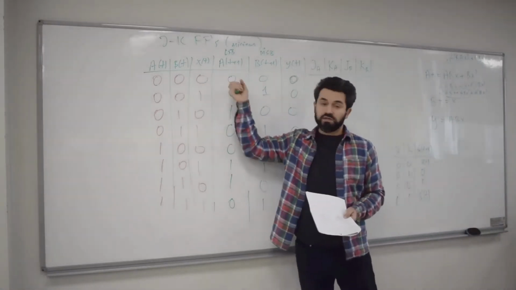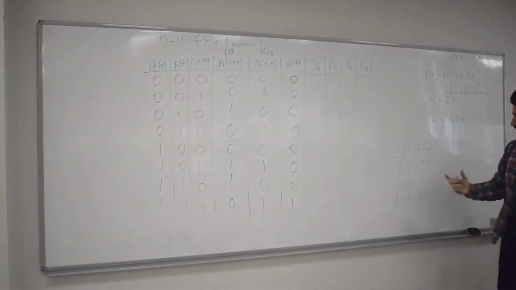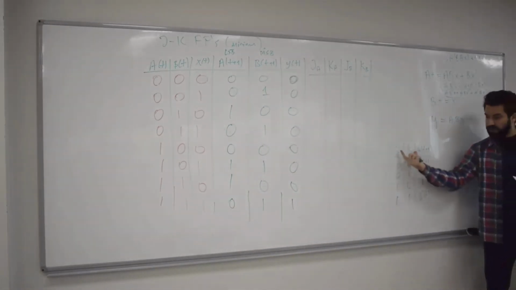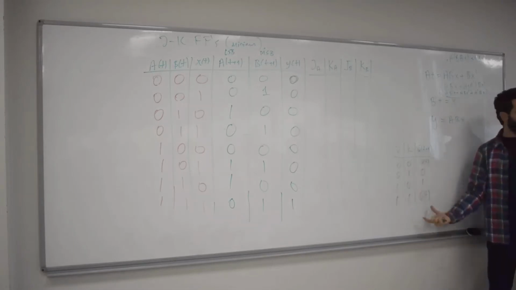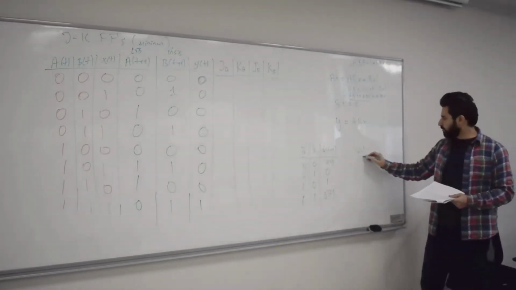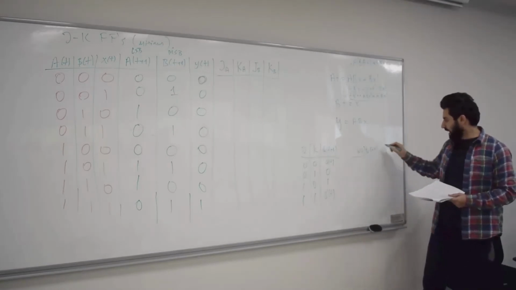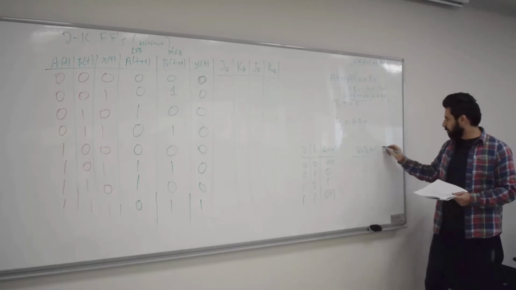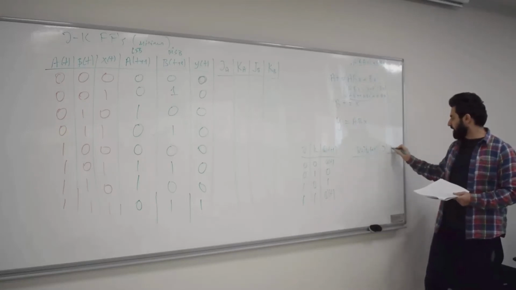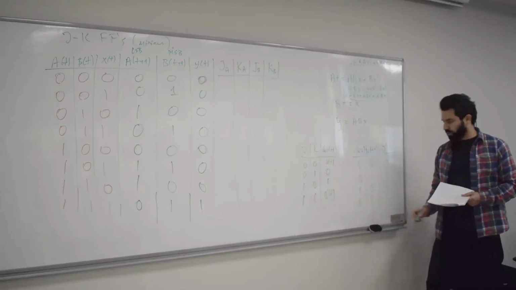But I don't need this, because I already have given A(t) and A(t+1). This transition is already known to you. What you need is the reverse. What should be the inputs so that you get these outputs? Here is what you need. Okay, that is called an excitation table. You need Q(t+1) as input. What is the corresponding J and K? This is 0, 0, 0, 1, 1, 0, and 1, 1. Is that a possibility?